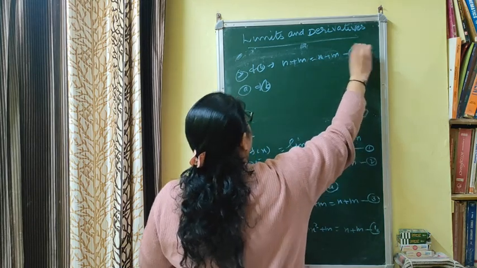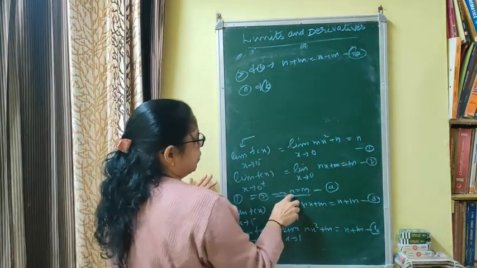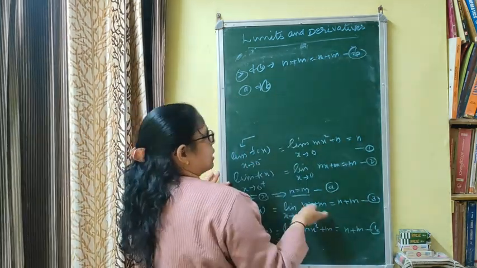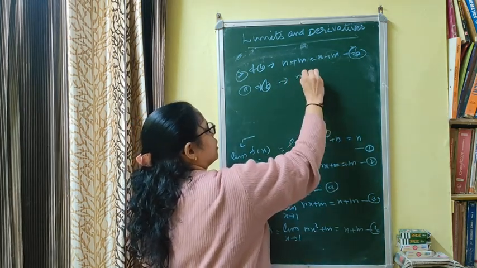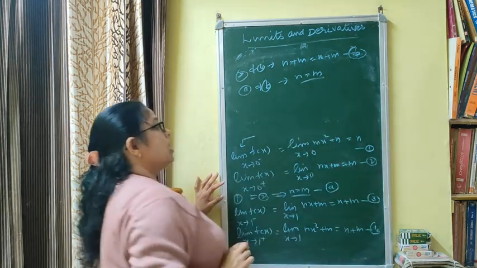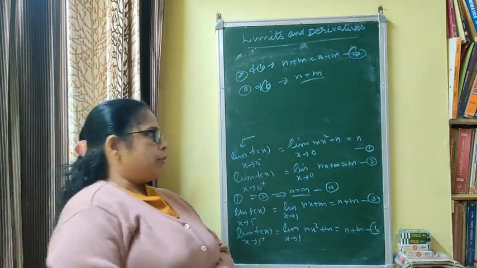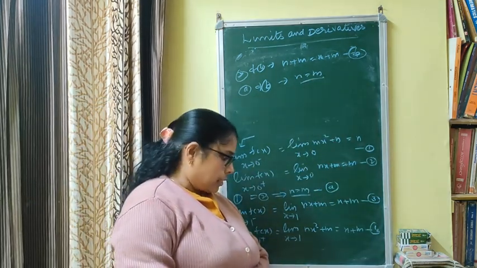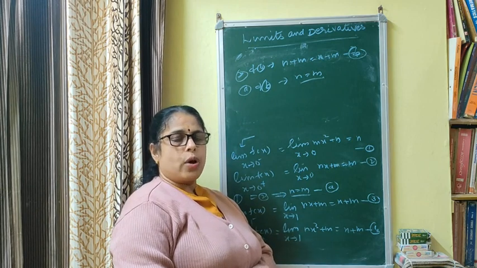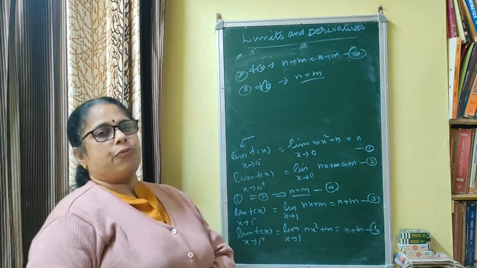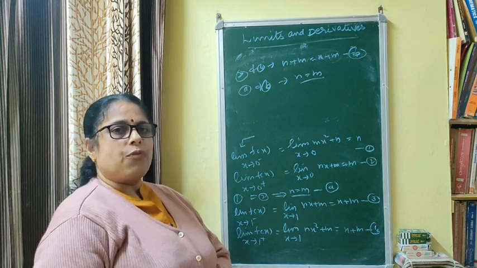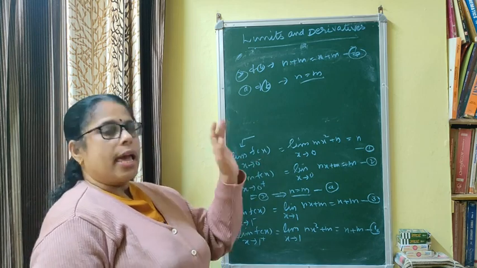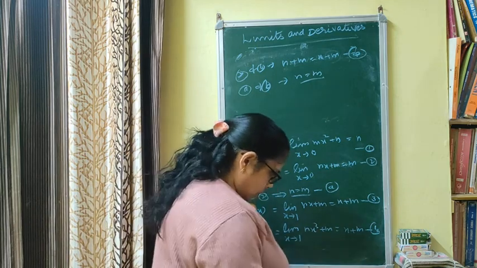Now from A and B, you can put m for n, or n for m. Then we get 2m equal to 2m. That is n equal to m. So the limit of f(x) as x tends to 0 as well as the limit as x tends to 1 will exist for all integral values of m and n such that m equal to n. This is the condition.